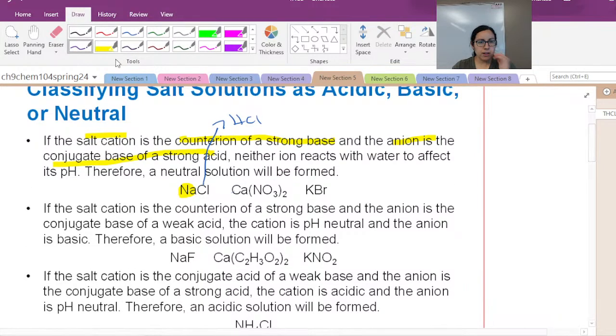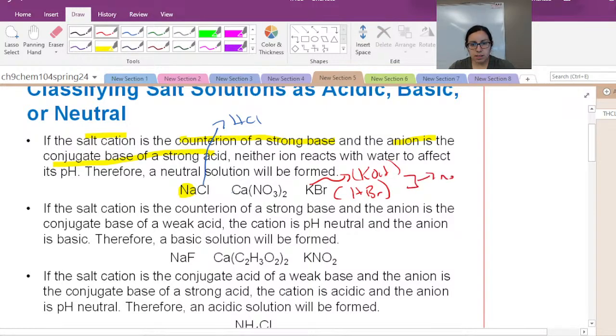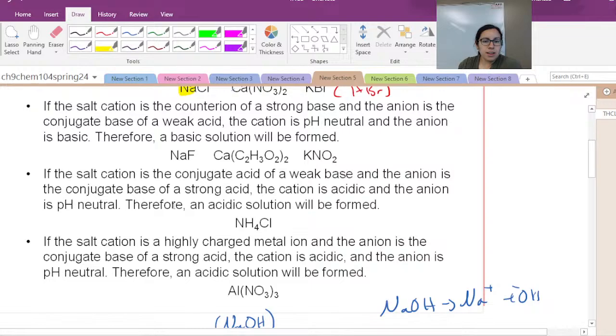So KBr is kind of the same. Potassium comes from potassium hydroxide, and bromine from hydrobromic acid, so again, neutral. So let's look at the next condition. What you'll see is, once you establish a salt is neutral, you know it moving forward. We can know that sodium's always neutral, so that also helps. Let's try the next scenario.